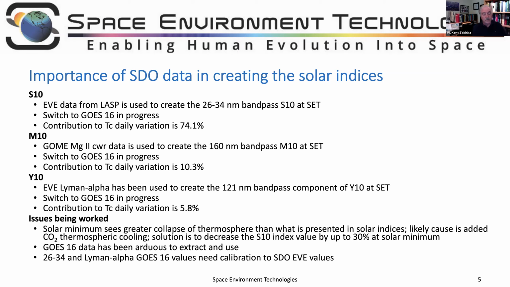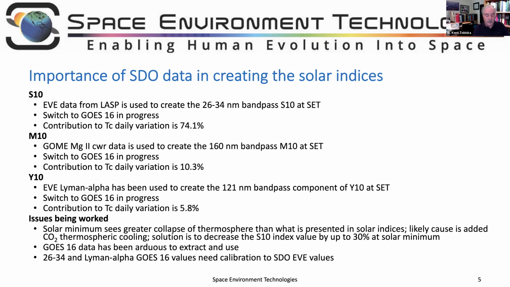The main issues we see are that in solar minimum, we see a greater collapse of the thermosphere than what's actually presented by the solar indices. In the modeling, there is no carbon dioxide, CO2, cooling, thermospheric cooling that's been postulated starting with Roble back in the 1980s. So our poor man's solution is to decrease the S10 index by about 30% at solar minimum, removing that energy from the top of the atmosphere. It's not the ideal way to do it, but it works for operations. And I'll show you some of the results in a second.